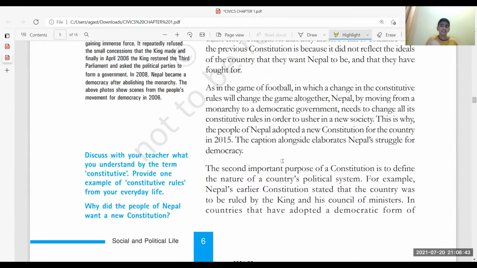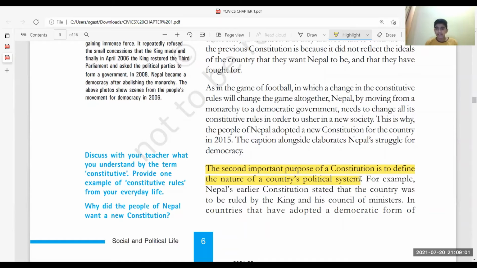Why is this case study included? We have to understand that. The reason is that the second important purpose of a constitution is to define the nature of a country's political system. It defines whether it's a monarchy or a democratic form of government. It defines, okay?